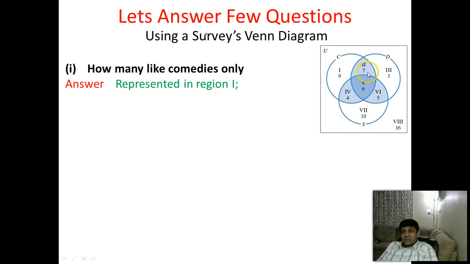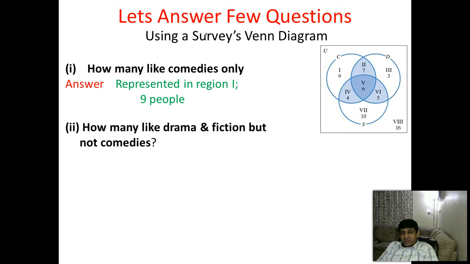This whole circle is the comedy circle, but whenever you see an overlap, that means they like more than one movie type. Since we are looking for no overlap, people who like comedies only is region 1 here. Out of the 60, 9 people liked comedies only. Now let's look at the next question.